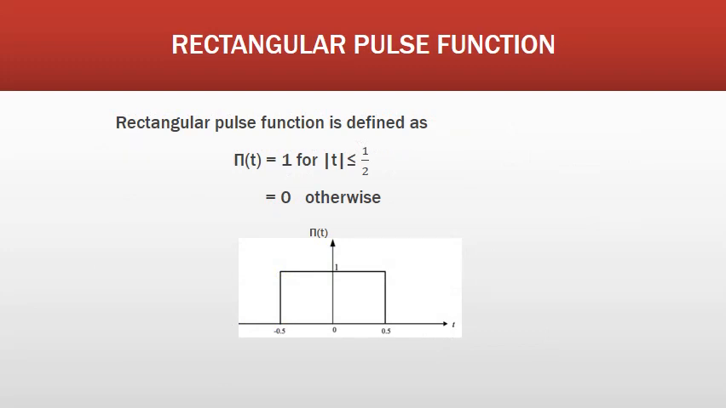Next signal is rectangular pulse function. It is denoted by pi of t and is defined as pi of t is equal to 1 for modulus t less than or equal to 1 by 2, which means the signal is 1 when t varies from minus 1 by 2 to plus 1 by 2 and the signal is 0 for all other values of t. The rectangular pulse is shown in figure. It has amplitude equal to 1. So it is a unit rectangular pulse function.